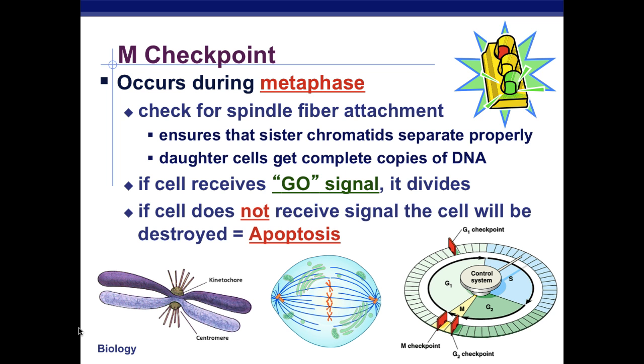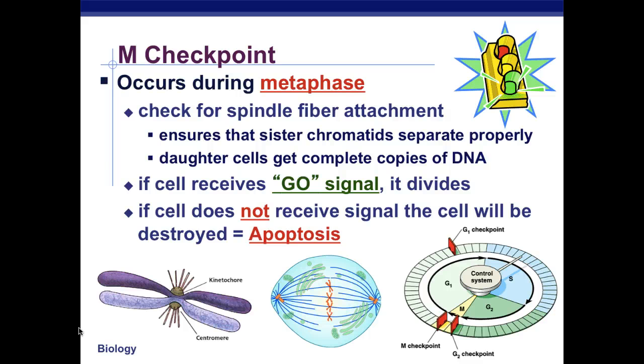So you have your centromere in between the two attached sister chromatids, and you have the spindle fibers attaching to that, and they will line up around the metaphase plate. When the spindle fibers attach, this allows the chromosomes to be pulled to the opposite sides.